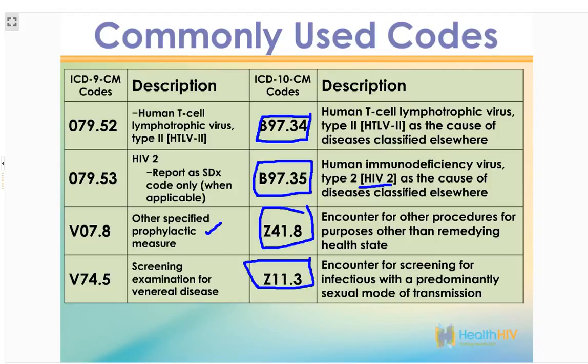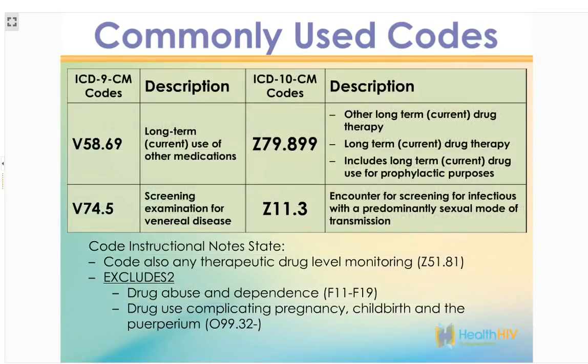Z11.3 is encounter for screening for infections with a predominantly sexual mode of transmission. This is backwards terminology; in ICD-9 it was screening for a venereal disease. So again, it's just been a change in some of the terminology.